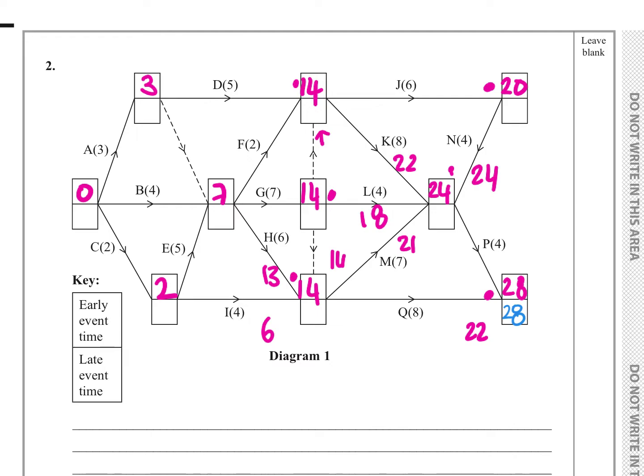Now, as we go backwards, we look at what goes in. So the first one's really easy. This one only has 1 going out of it. So going backwards, if it's only got 1 going out, we just take it away. We get 24, yes? Okay, this one only has 1 coming out of it, doesn't it?